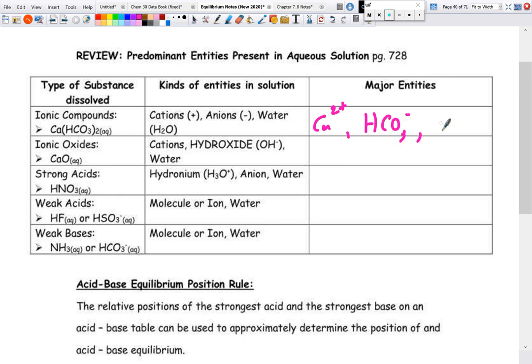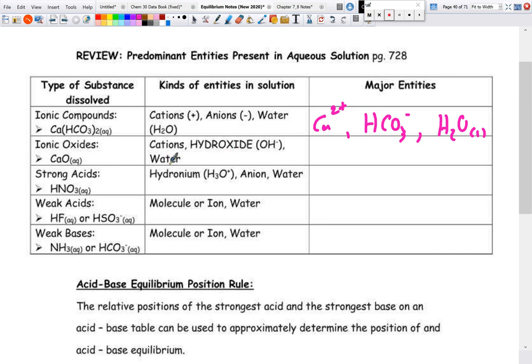And, of course, water. So remember, water is always going to be present, of course, if it's in a solution. Now, ionic oxides, we haven't really dealt with these before, but if you do see one, don't worry about it. So an ionic oxide, what's going to happen, we're going to get cations, hydroxide ions, and water.